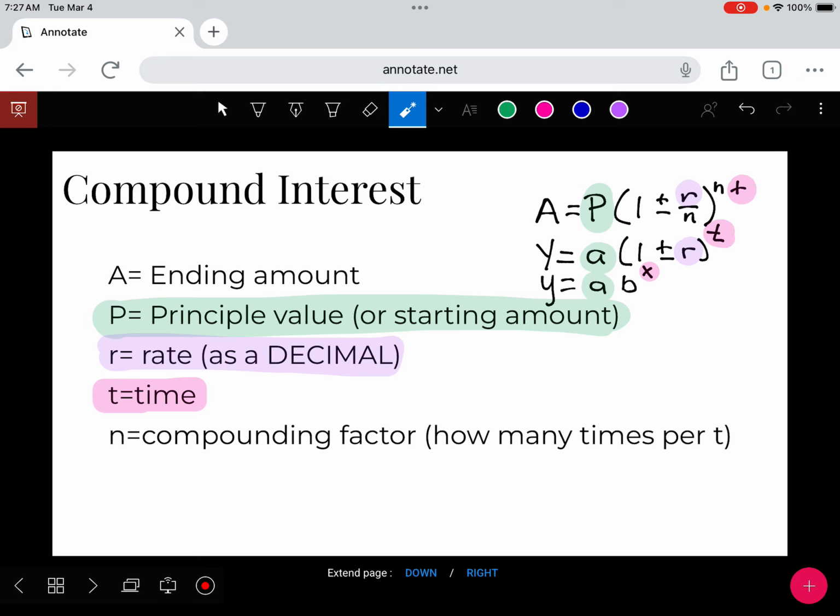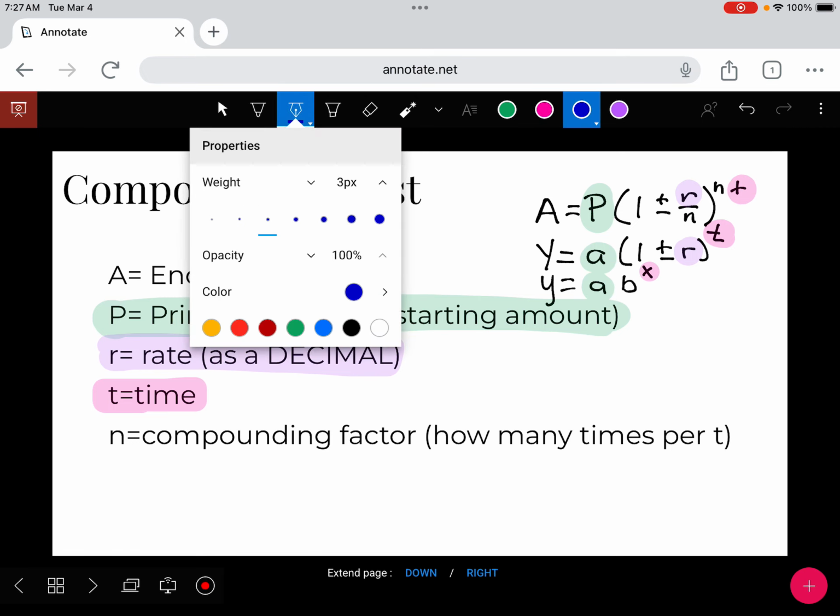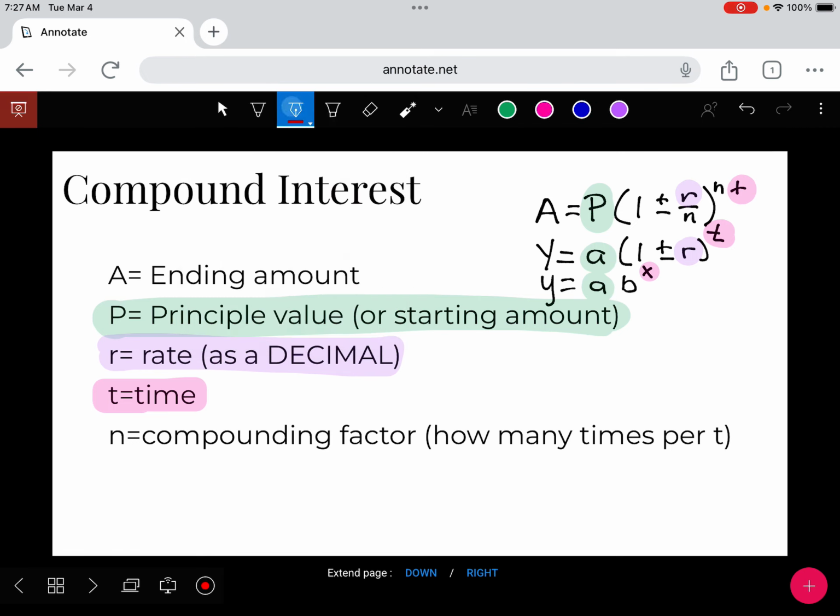And the last piece is kind of a weird piece. So this is the new piece. It's this N. What this N is called is the compounding factor. And that's a piece of information that we will give you, so it's a part of the problem. It'll be something like compounded quarterly. Well, a quarter happens 4 times in a year, so N would be 4.